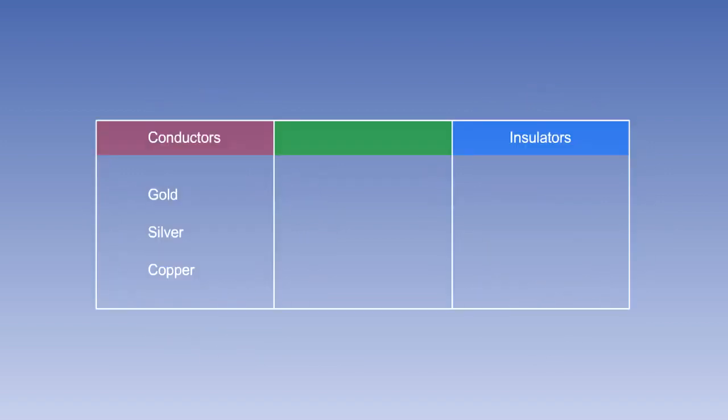Conductors possess large numbers of free electrons. This allows current to flow easily through the material. Gold, silver and copper are all examples of good conductors. Insulators possess few free electrons. This means that it is difficult to get current to flow through them. Mica and glass are examples of good insulators.